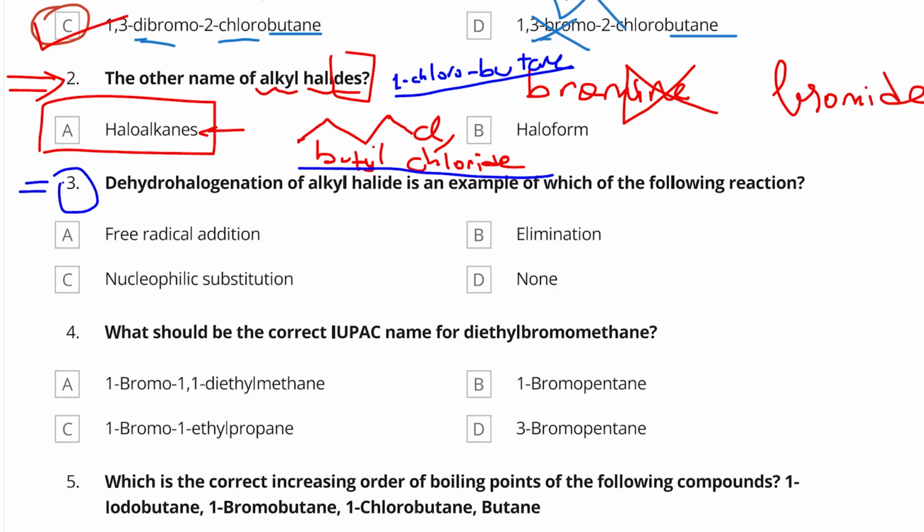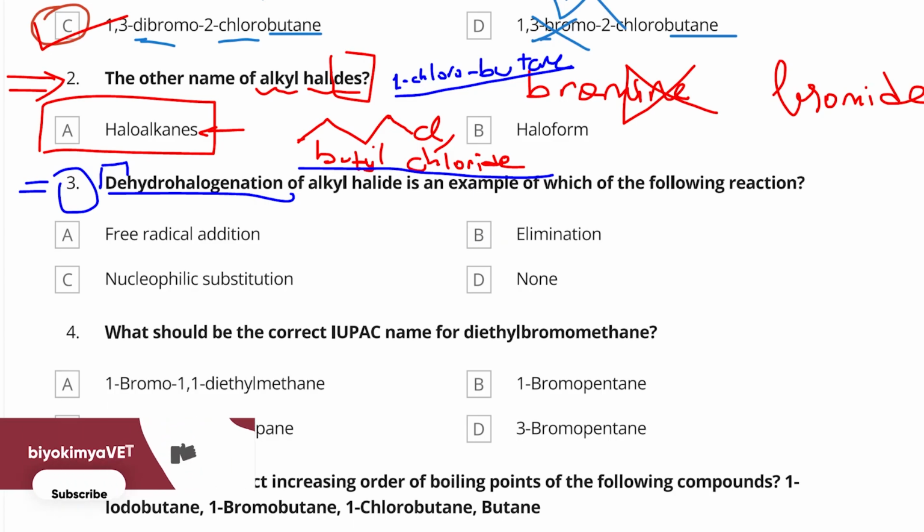The hydrohalogenation of alkyl halide is an example of which of the following reactions? Yes, my dear friends, I'm asking you a type of reaction. The hydrohalogenation. This "de" here refers to elimination of some group from the given organic compound. And this is common in biochemistry, such as the dehydrohalogenation, dehydration, dehydrogenation. So "de" means here eliminate the group, and here, the elimination of halogen. So this is an elimination reaction. This is the answer, my dear friends.